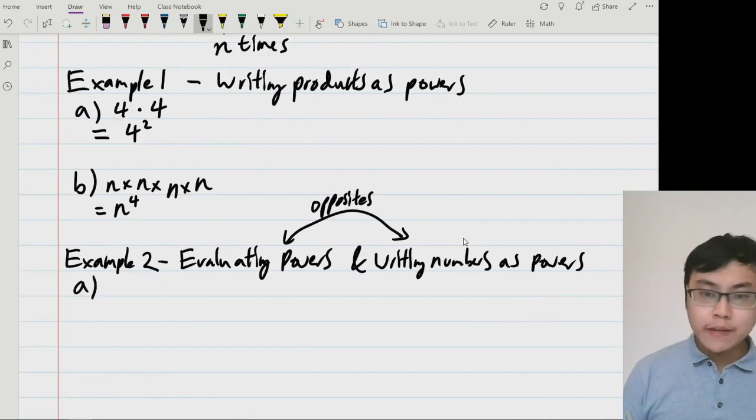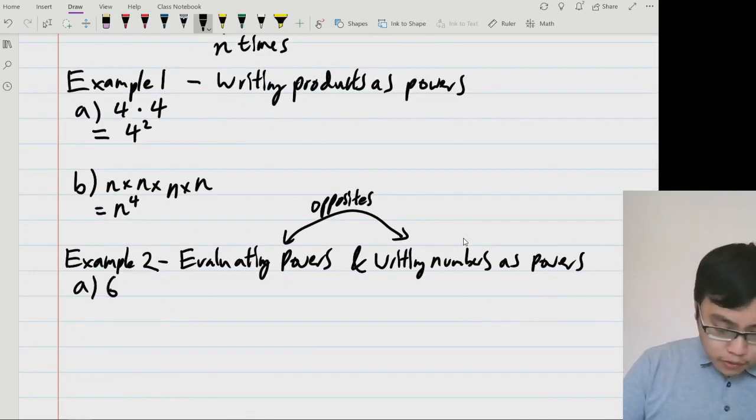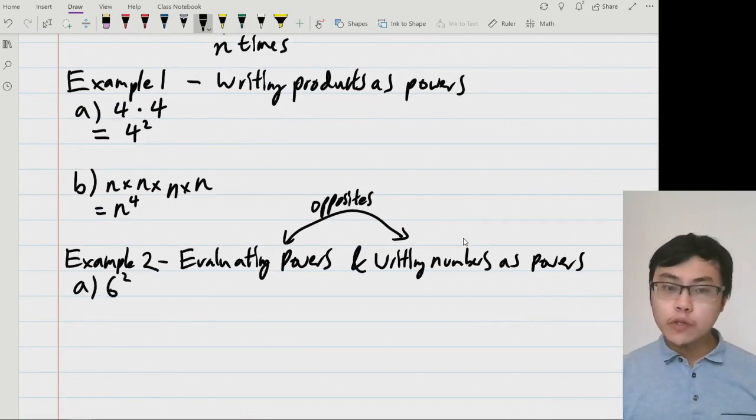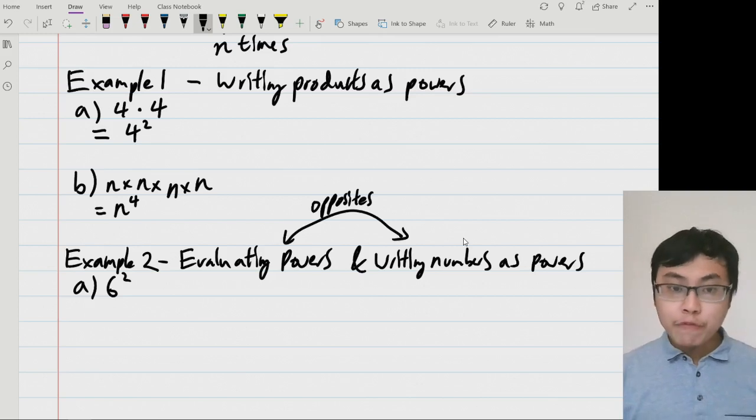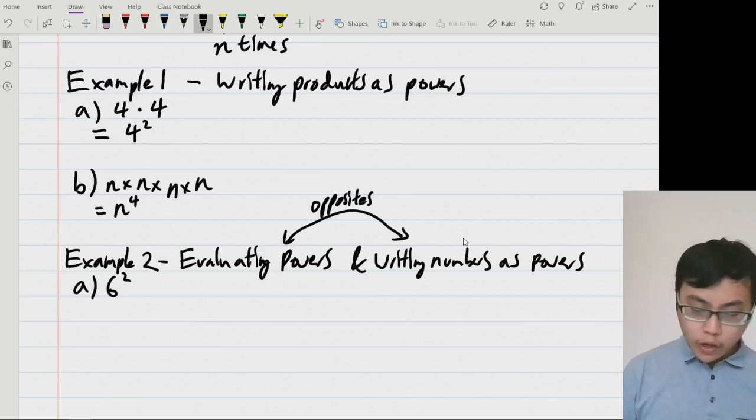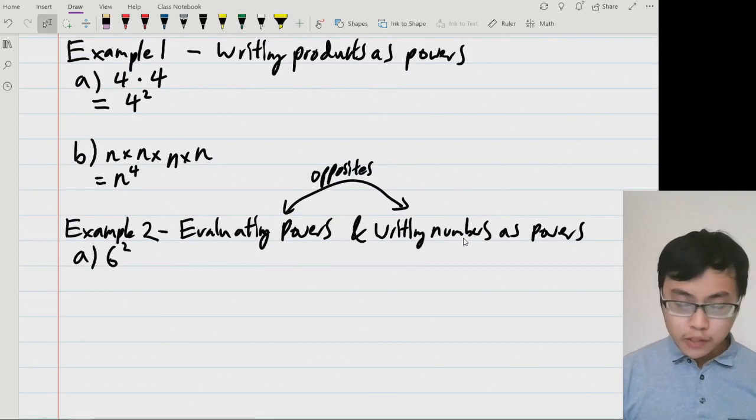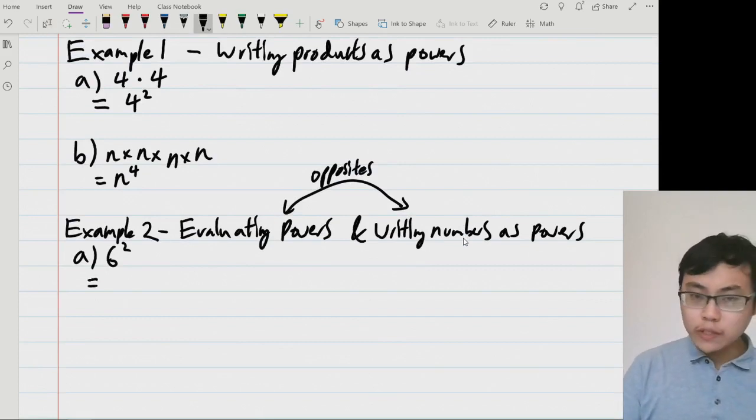First question, A. Let's do 6 squared. Again, please copy your question to your line paper and then you evaluate it in the end. So what do I want you to do in this case? What I want you to do is you need to write down what is 6 squared.